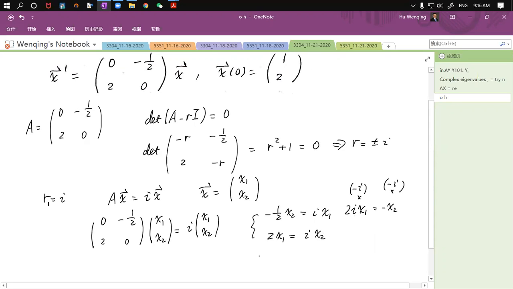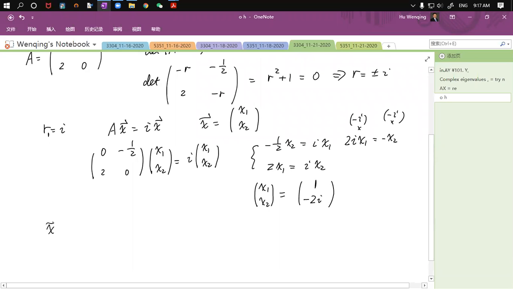It means you just have to pick only one solution, but here the solution you pick is a little bit strange because it's complex. But how can you pick it, right? So if you set x1 to be equal to, let's say, 1, then it means i x2 is equal to 2, which means x2 is equal to minus 2 times i. So you can pick this vector. That means the first eigenvector x is equal to 1, minus 2 times i.